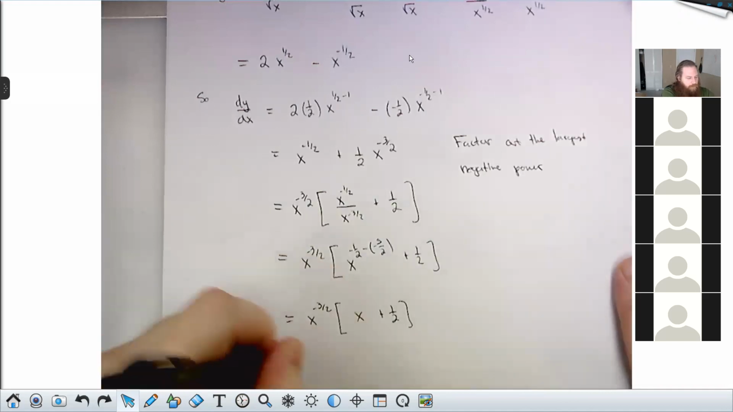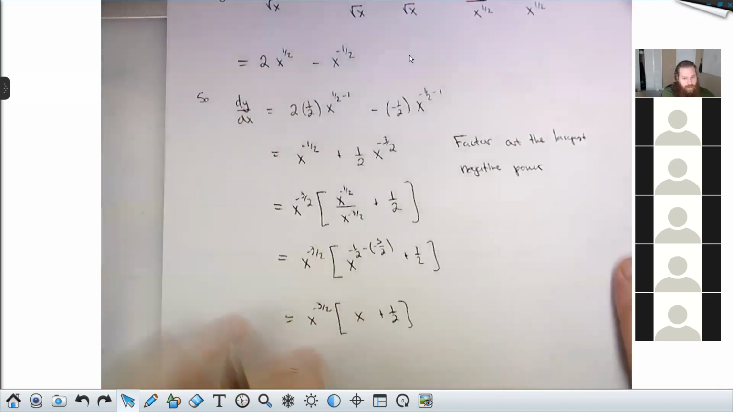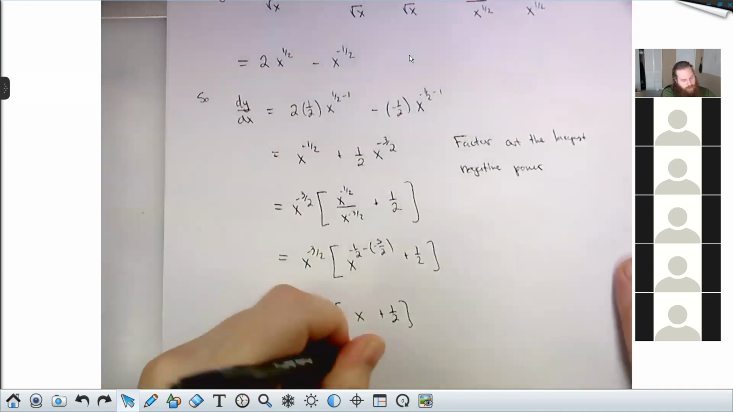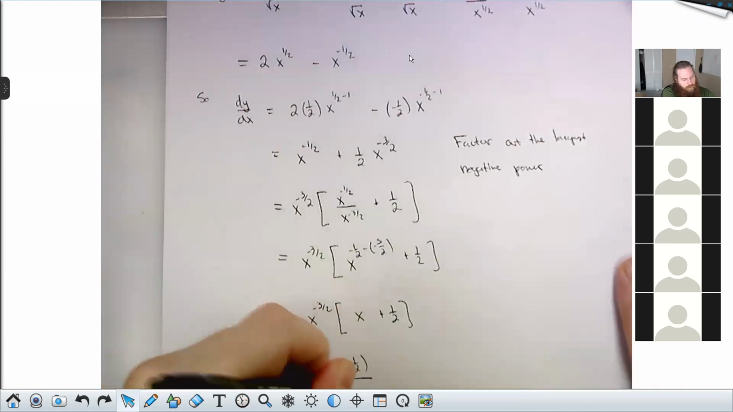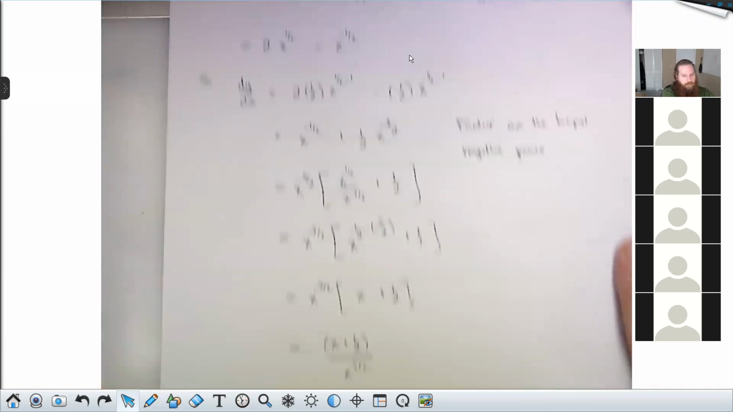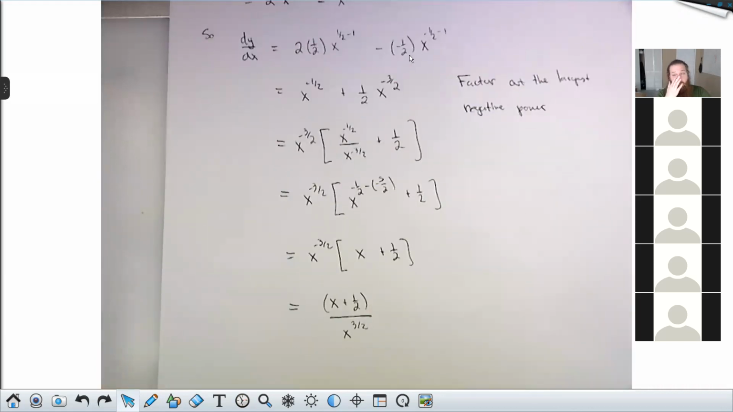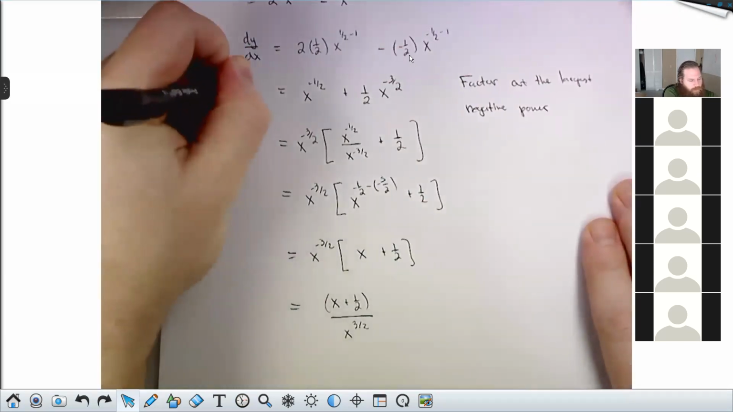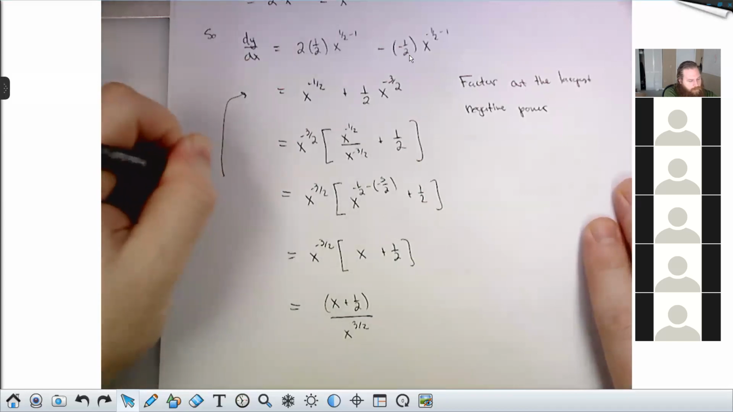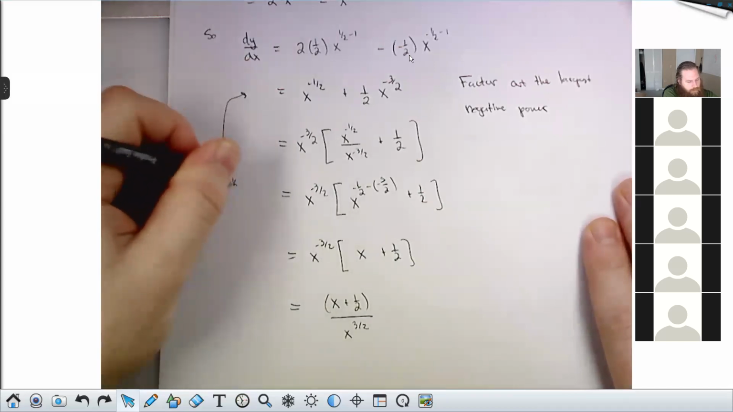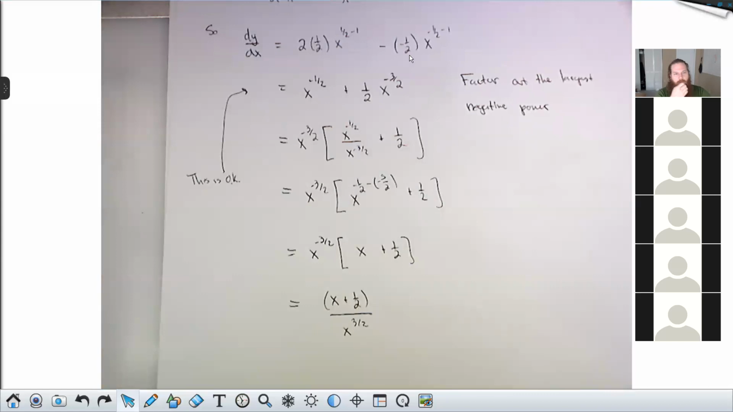So even if you want to fully simplify things, this is much easier, I think. You get x plus 1/2 over x to the 3/2. Much, much easier to work with. Could we have left it like where you didn't start simplifying it like that? Yeah, this is okay. If you want to leave it up there, that's all right.